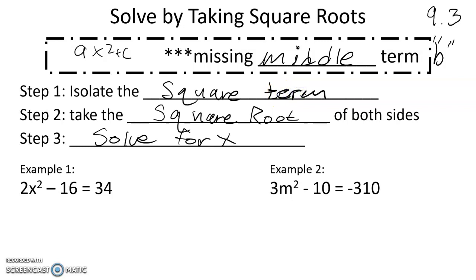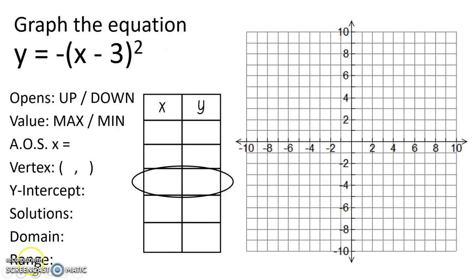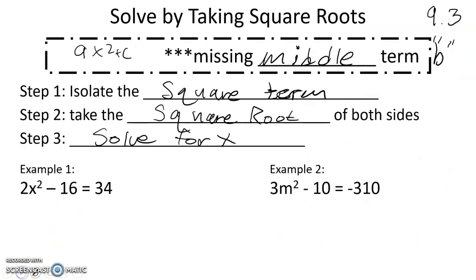So the first method that we're going to use to solve, let's back it up here. What we were doing with the solutions and stuff, we're going to do that, but instead of graphing, now we're going to do it algebraically, okay? So solve by taking square roots. The first thing you're going to notice is that all of these terms are missing the middle term. Essentially, in ax squared plus bx plus c, the bx is gone.